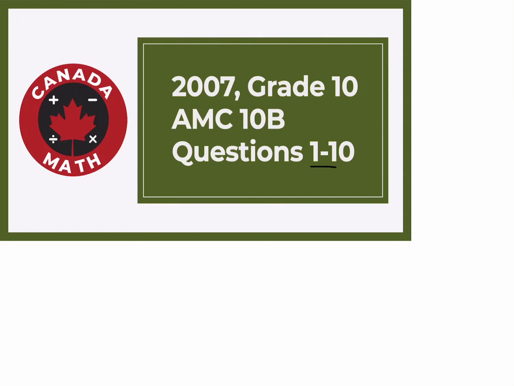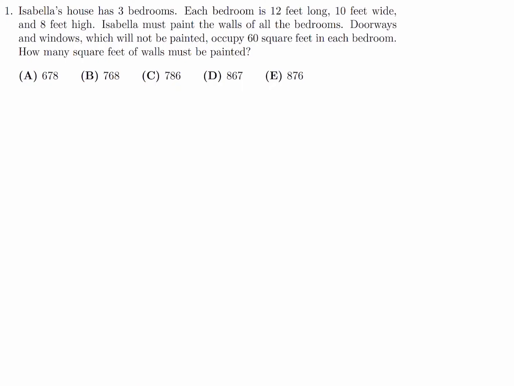Questions 1 through 10 on the 2007 Grade 10 AMC 10B. Isabella's house has 3 bedrooms. Each bedroom is 12 feet long, 10 feet wide, and 8 feet high. Isabella must paint the walls of all her bedrooms. Doorways and windows which will not be painted occupy 60 square feet in each bedroom. How many square feet of walls must be painted?